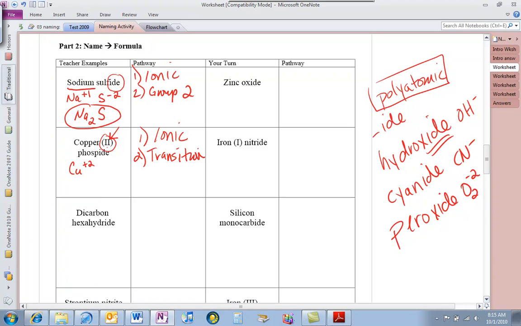Now I look at the second name. The second name ends in ide. Is it one of my 3 weird polyatomics? No. So where is it? It's number 15 on the periodic table. What charge does phosphorus like to form? Minus 3. So what's this going to look like?